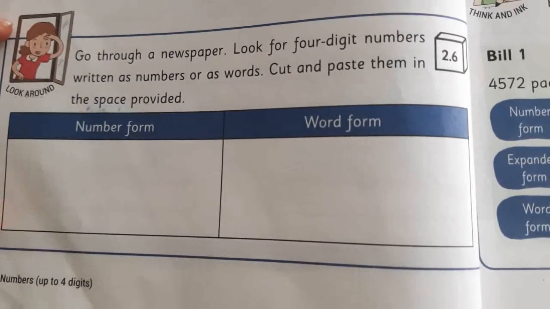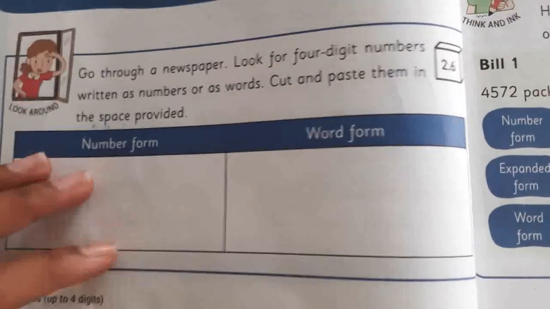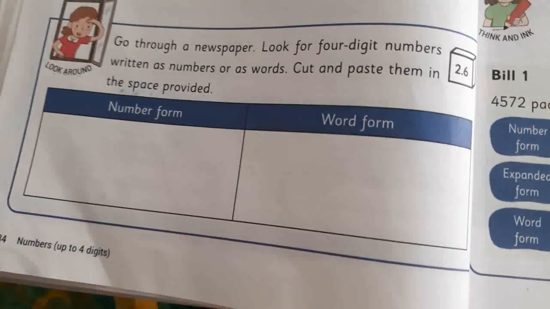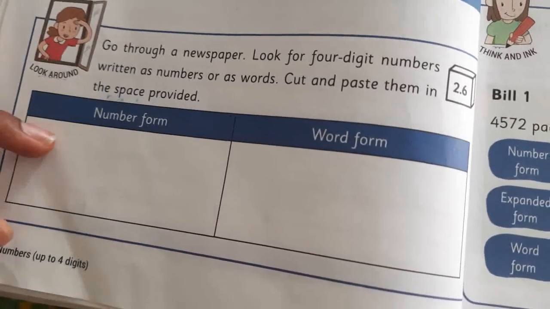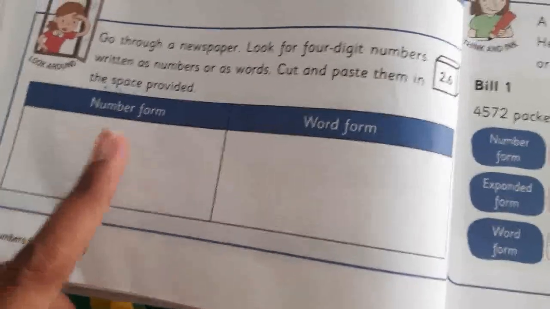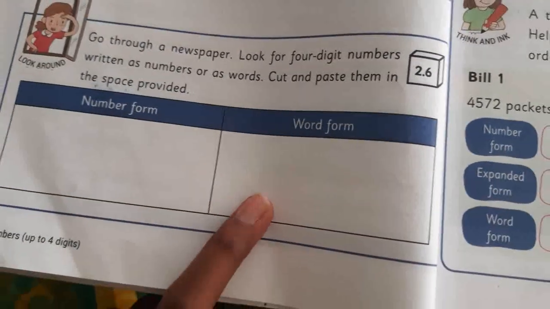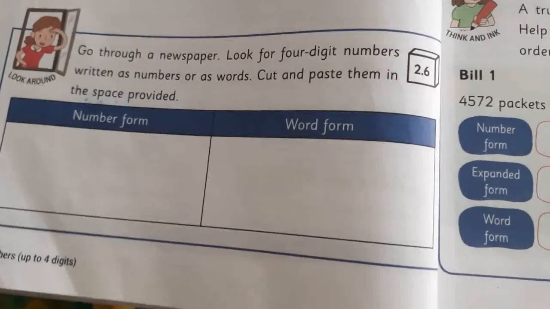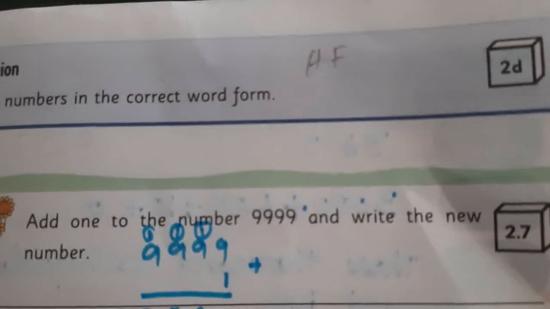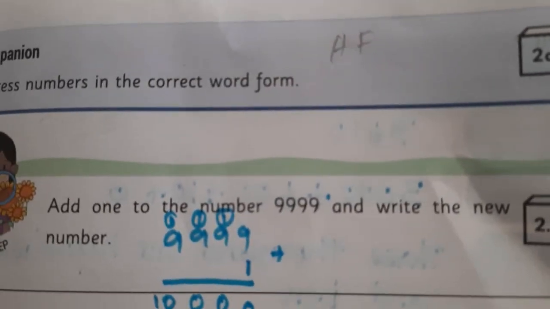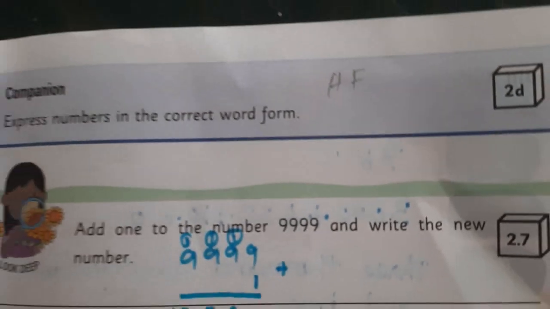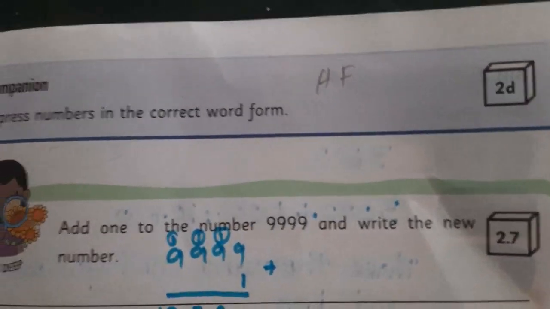So Look Around activity, it's your home fun. What you have to do is take the newspaper, search for a 4-digit number, cut the number and paste it here, and you have to write the word form for that number. Any doubt in the home fun? Okay. Next activity is the Companion activity 2D, it's your home fun. They have given a 4-digit number, and you have to write the word form for it.